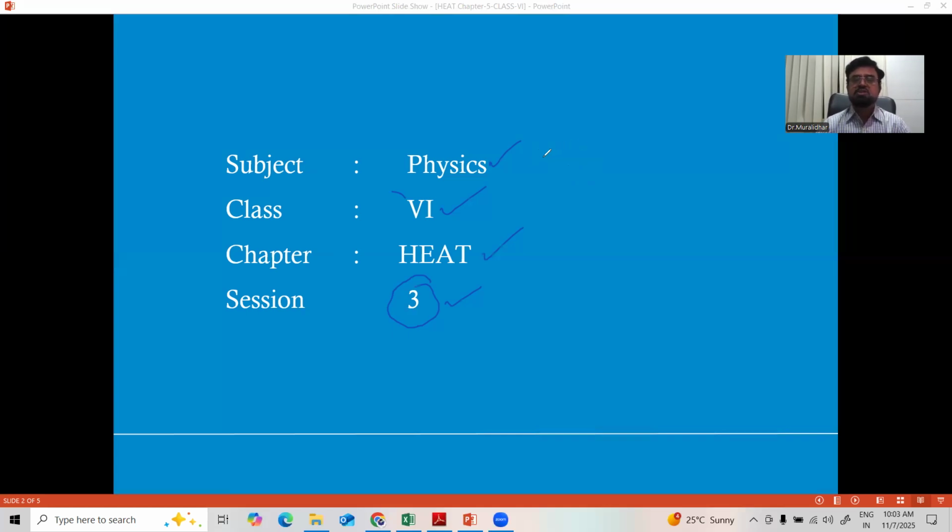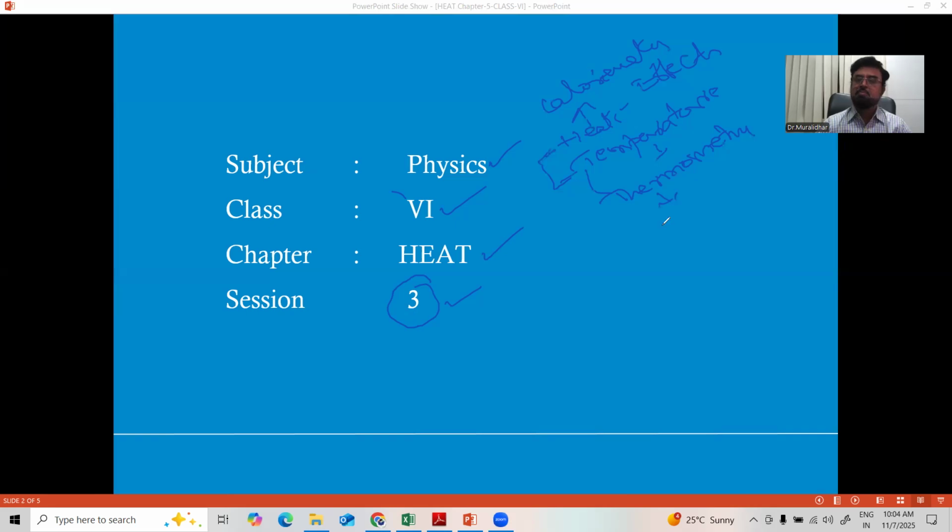We started with what is heat and what is temperature, right? These are the 2 very important concepts we learned. We have seen the effects of heat, the sources of heat, and the relationship between heat and temperature, because heat is the cause, temperature is the effect. The study of temperature is called thermometry, whereas the study of heat is called calorimetry.